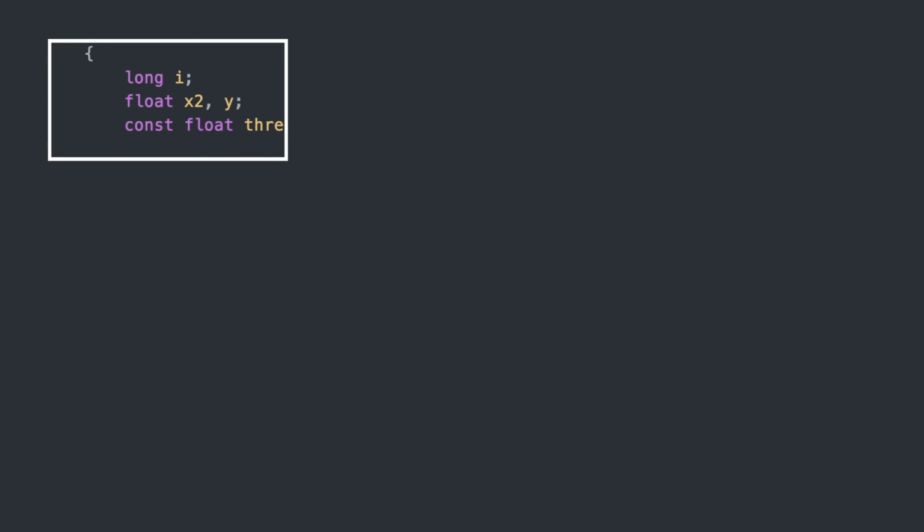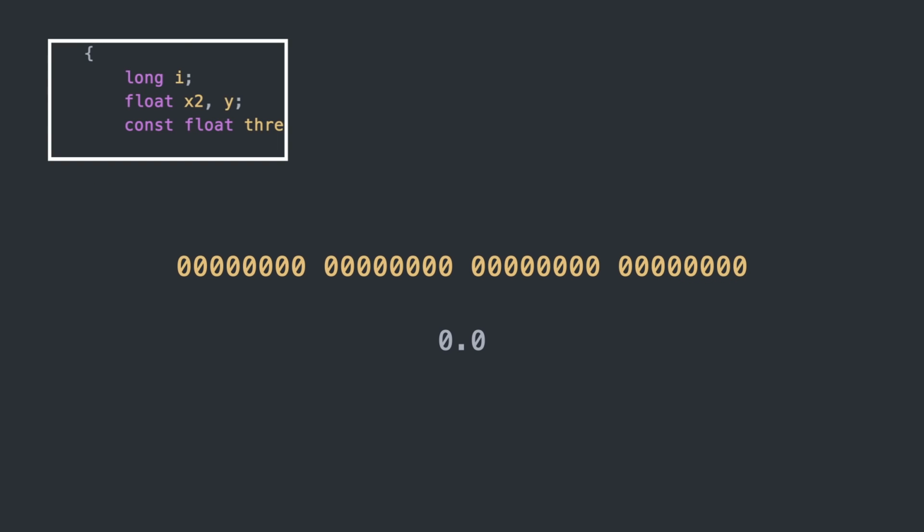But in the next line we declare 2 decimal numbers, in C called a float. Again, we're given 32 bits and we have to represent a decimal number with it. How would you do that?